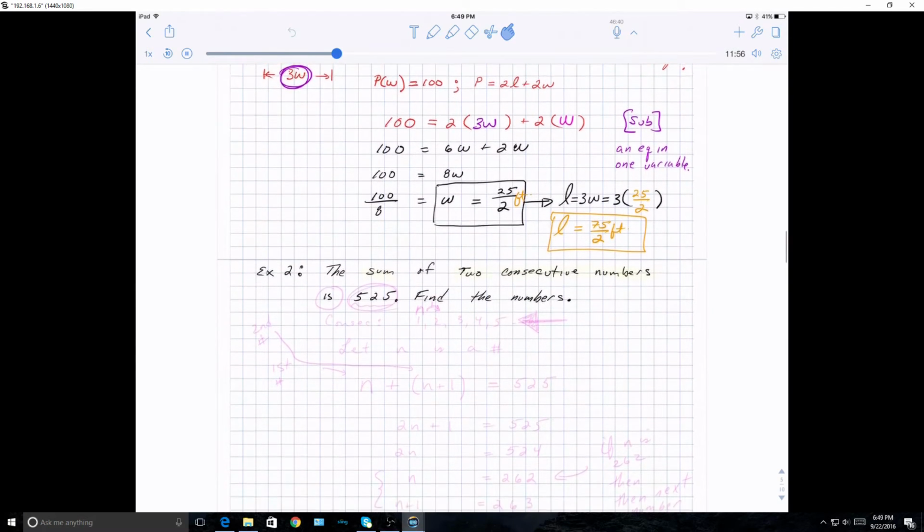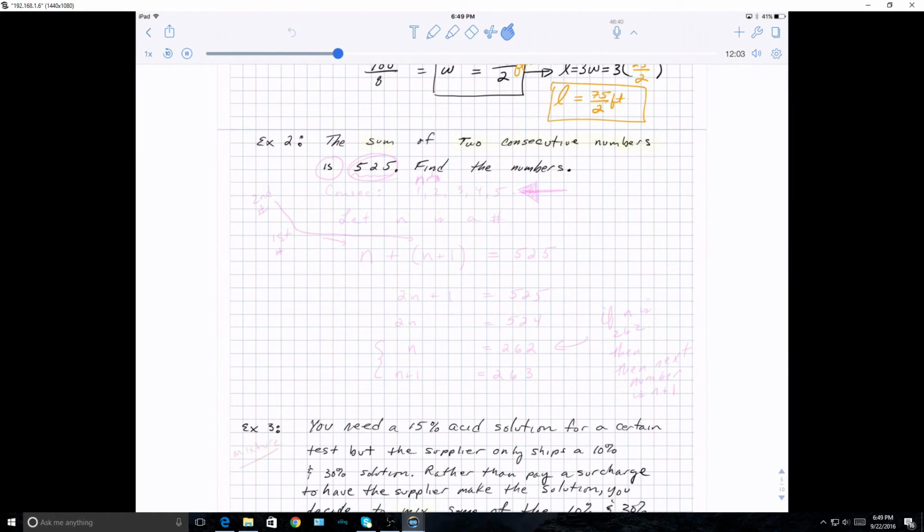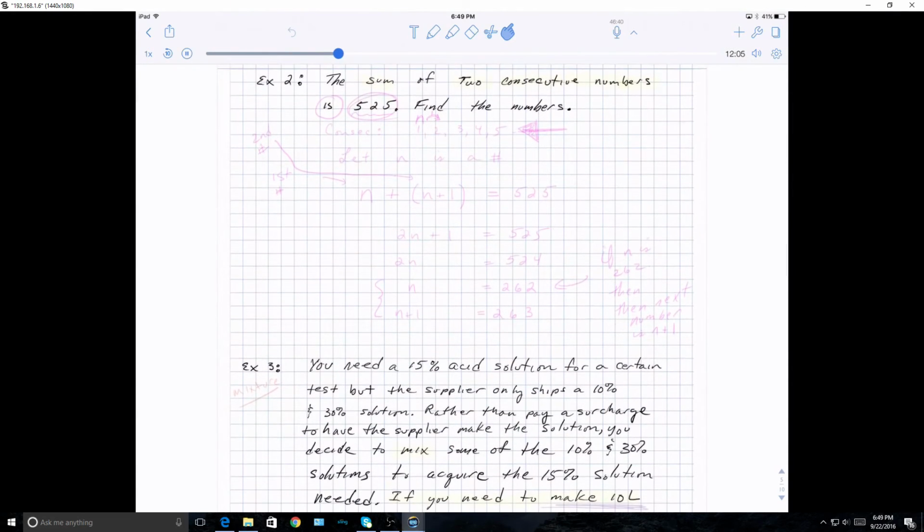All right, let's move on to example 2. What we have here is the sum of two consecutive numbers is 525. Find the numbers. So what are we looking for? Well, sum tells us that we're going to be adding two things. So we're going to have two consecutive numbers.